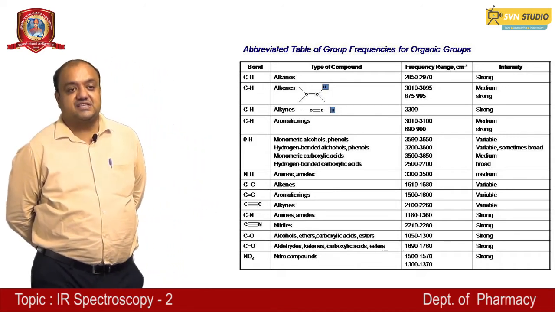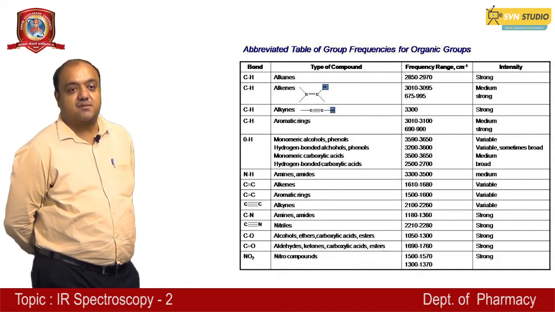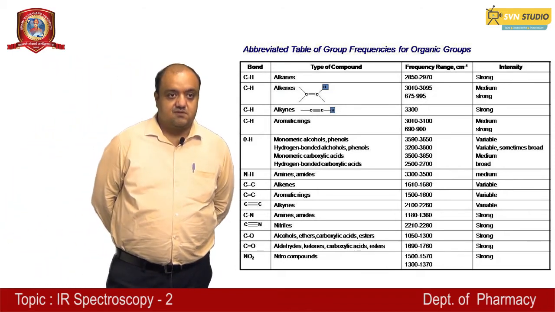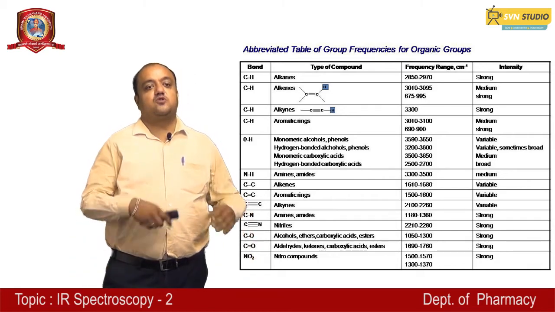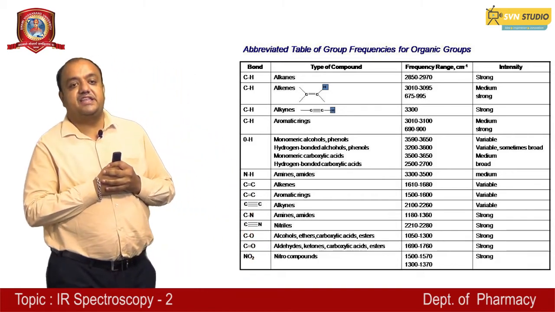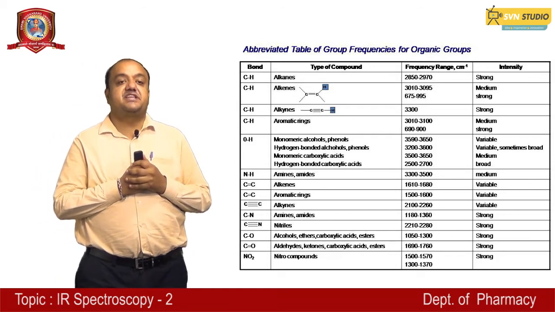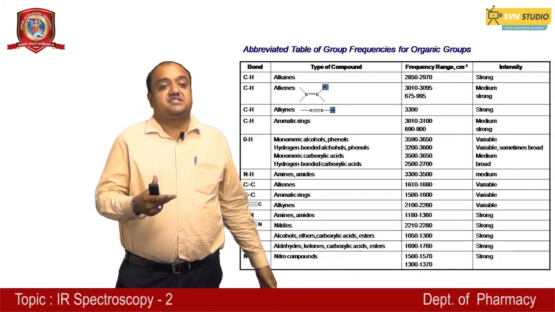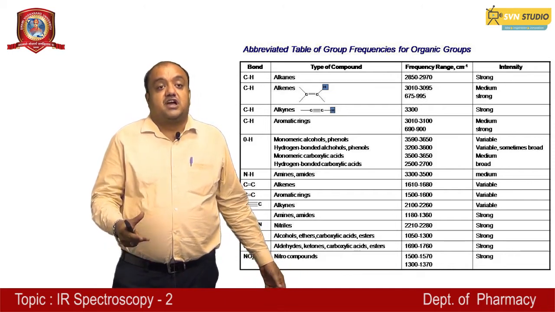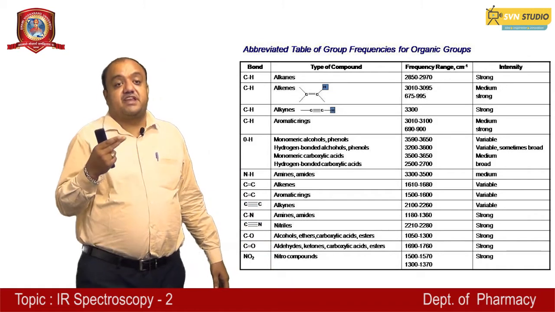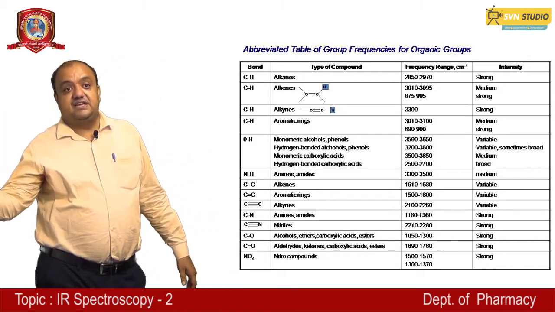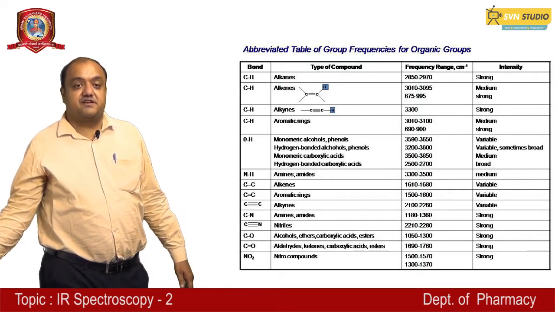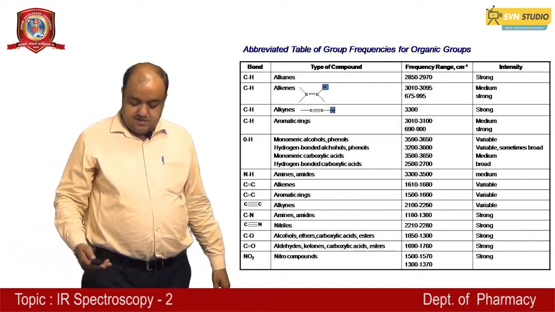And next example is aldehydes, ketones, carboxylic acids, esters, which absorb in C double bond O at 1690 to 1760 centimeter inverse in strong intensity peak. And then the last one is the nitro compound NO2, which gives two peaks, at 1500 to 1570 centimeter inverse and 1300 to 1370 centimeter inverse, in strong intensity peak.